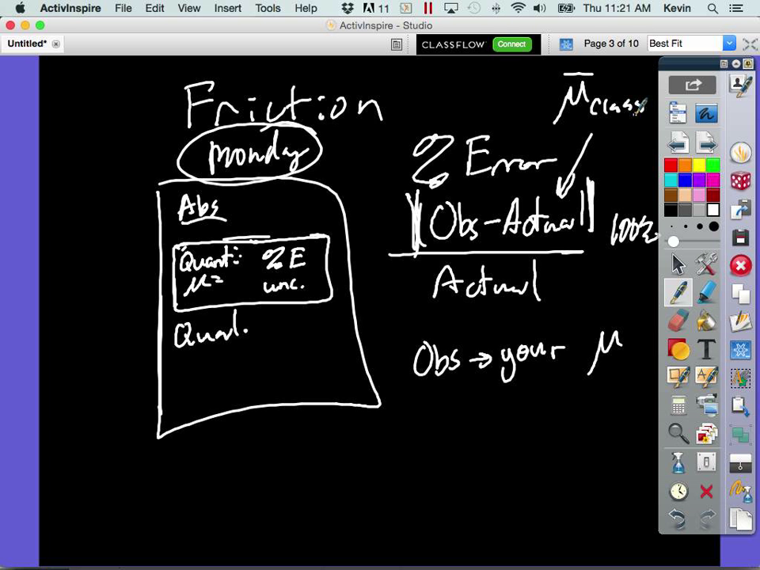I do not want you using your calculator 5 times, plugging it in. You should be using Excel so you learn how to use it. Questions? So should we go back and plug everything into Excel? Yeah, that would be good. Okay, so that's it. That's due Monday: percent error, uncertainty, and mu.